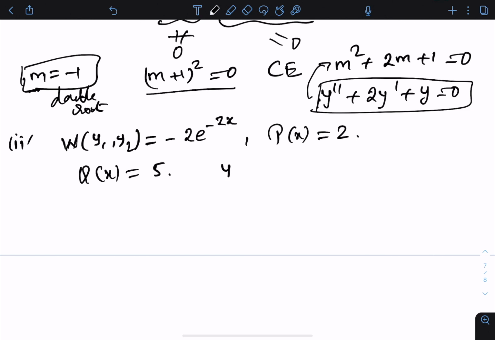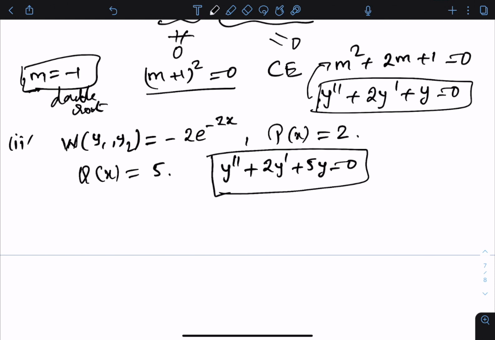So the ODE that you will get is y double prime plus 2y prime plus 5y equal to 0. Okay, so that's your ODE that you will get.